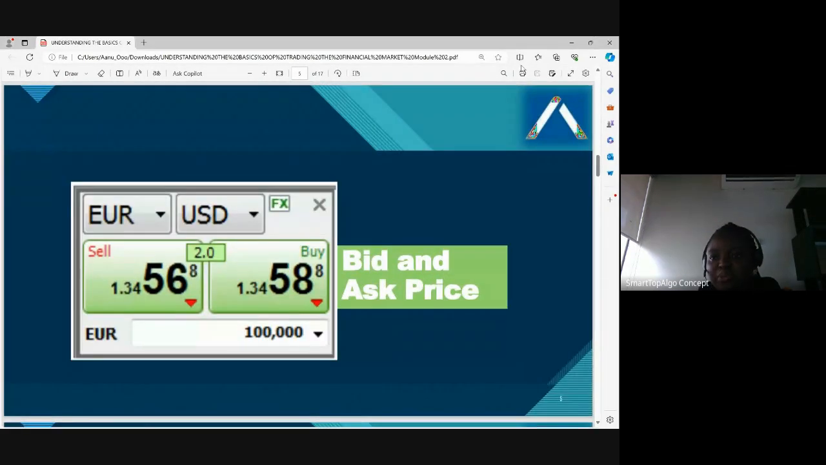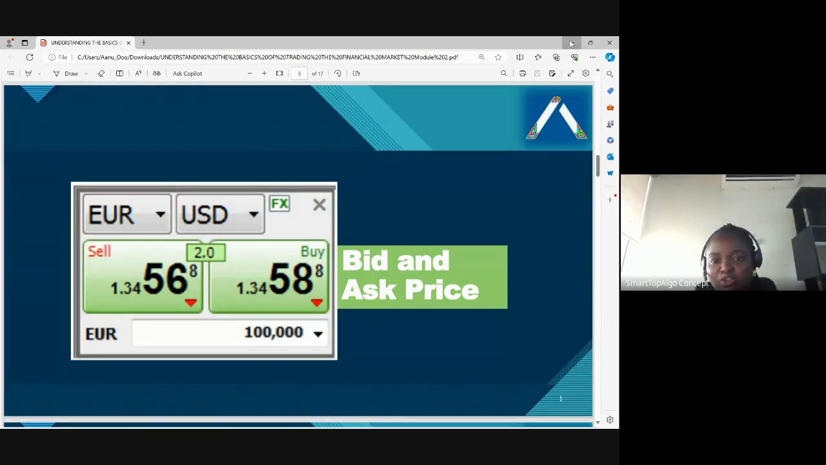Now, let's go to the bid and ask price. I don't know if we are conversant with a trading platform, but anytime you open a trading platform, it always comes with 2 different prices. You will see a sell price and a buy price. This is an example of Euro USD. Euro USD has 2 prices. One is always known as the bid price, another is always known as the ask price.